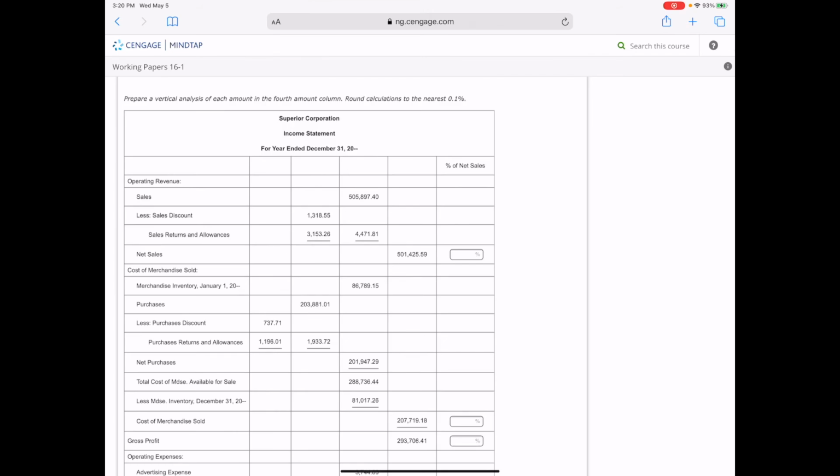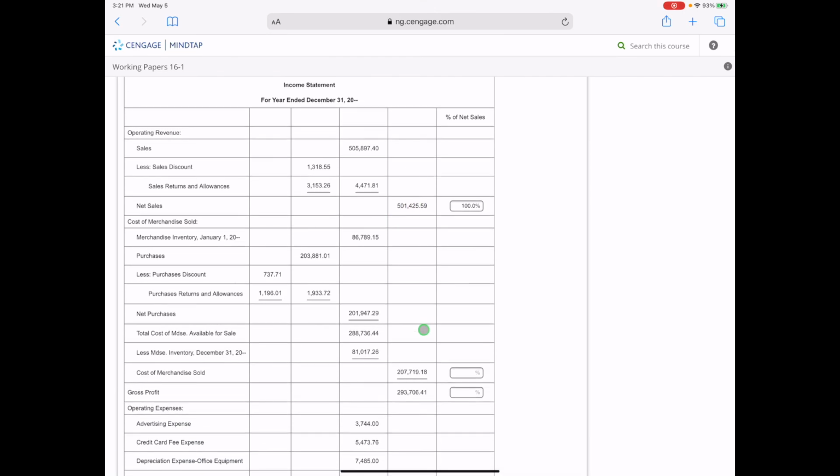Okay, lastly, we're going to figure out our vertical analysis. And so what we do is we're going to compare all the numbers to sales. So again, our sales is 100%, and we're going to use this number to compare all the time. So our first one, our cost of merchandise sold, we take $207,719.18 divided by our total sales, and we come up with a percent of 41.4.